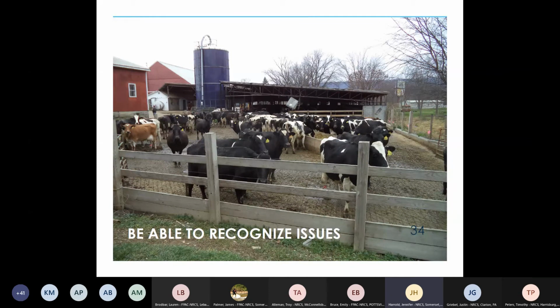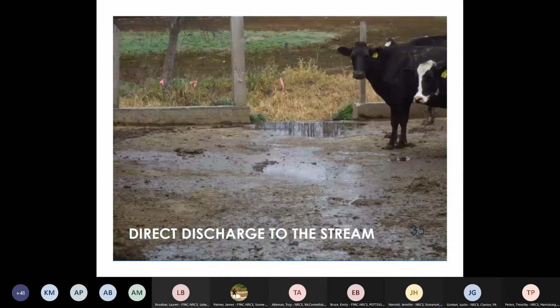Be able to recognize issues. So this barnyard looks pretty good to me from just the side here, but over the years, they decided to cut, because the water wasn't going anywhere, they cut the curb out and it was directly discharged to the stream. So that's a resource concern we would have to talk about and how we could fix it. So be able to recognize issues such as that and how to remedy them.